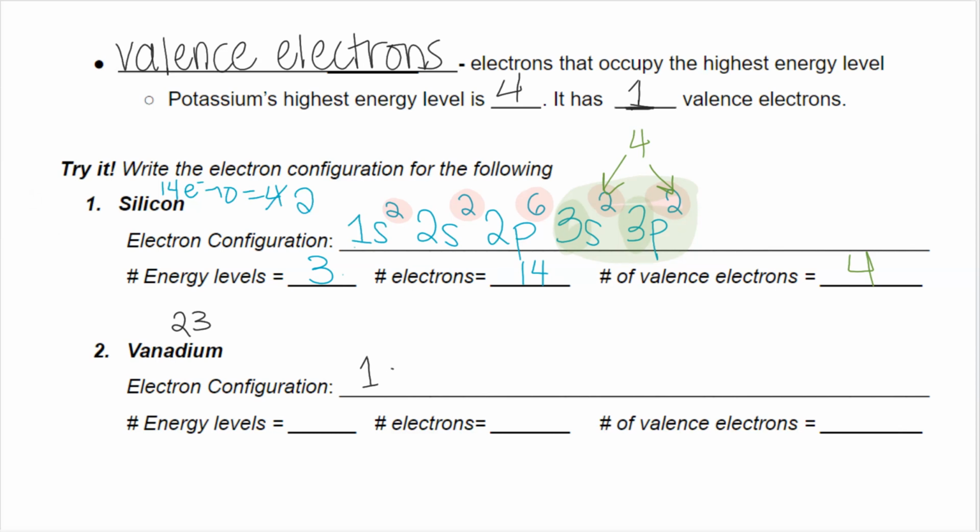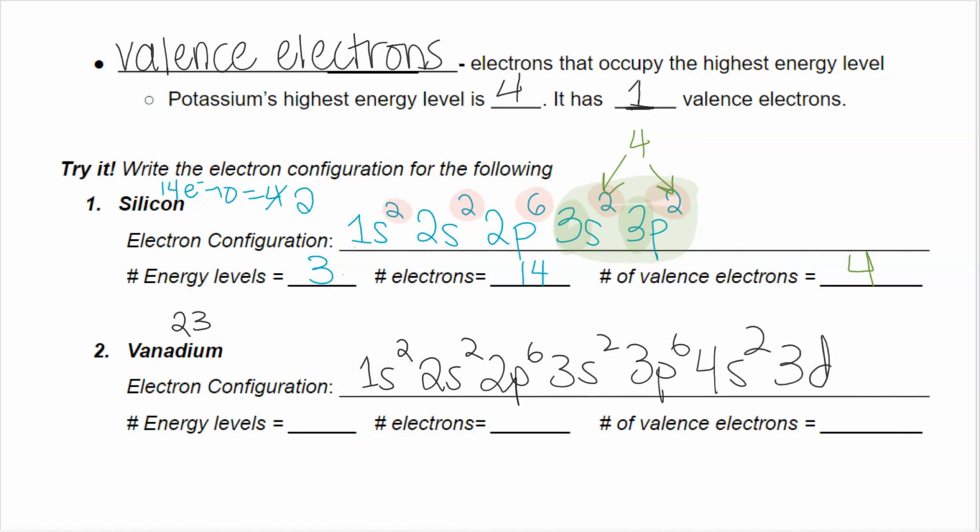So we have 1s2, 2s2, 2p6, 3s2, 3p6, 4s2, and then 3d, and then we only have 3 electrons left to go in that d orbital.